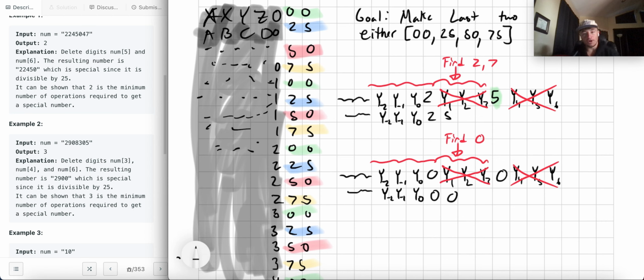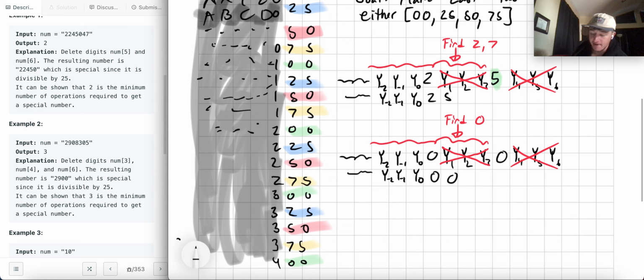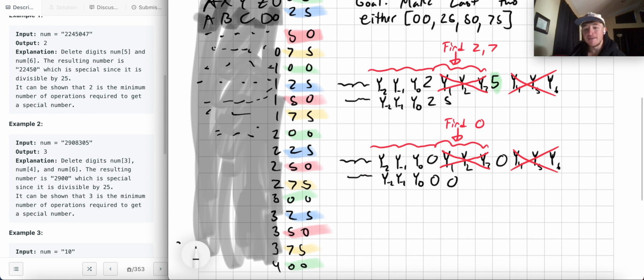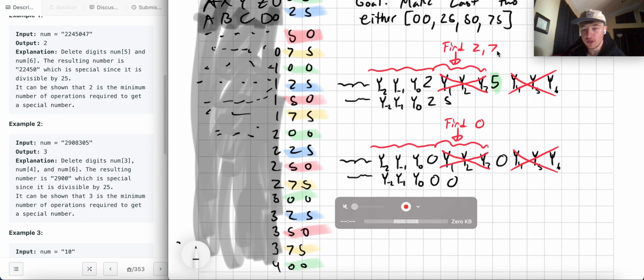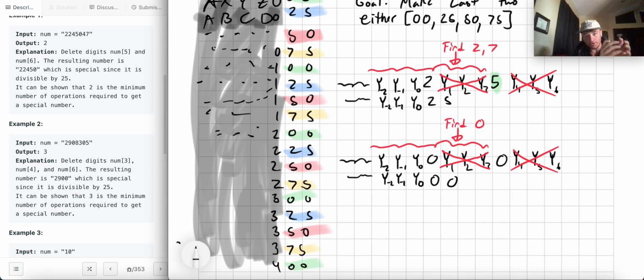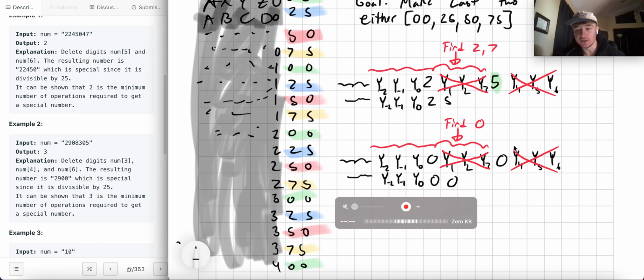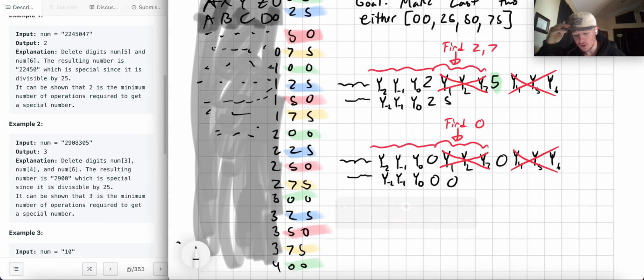Okay, so in order to make this work, if I have a 5, I can match it up with the closest 2 or the closest 7. I have to delete everything in between the 2 or the 7 and the 5, and I have to delete everything after. Same thing with 0: I find the closest 0, I delete everything in between, I delete everything after, and that would be the shortest thing I can create using this system, right?